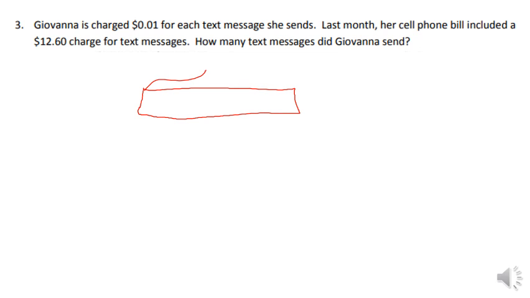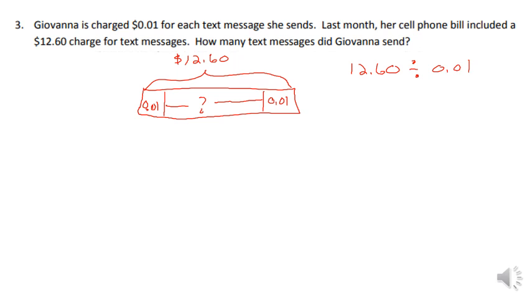And we know the total here is $12.60. Now it says she gets charged 0.01 or 1 cent for every text. And we don't know how many texts she has. So by this drawing, we can see we got $12.60, and we're going to divide it by 0.01.